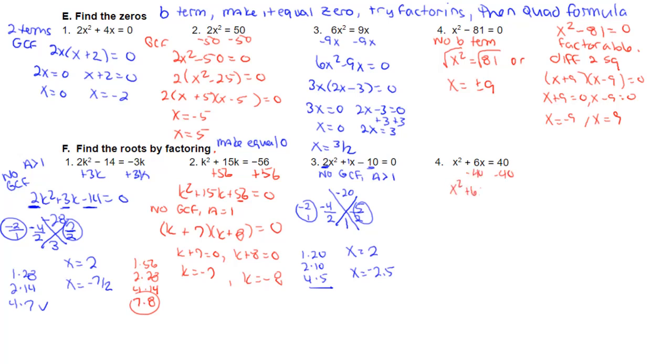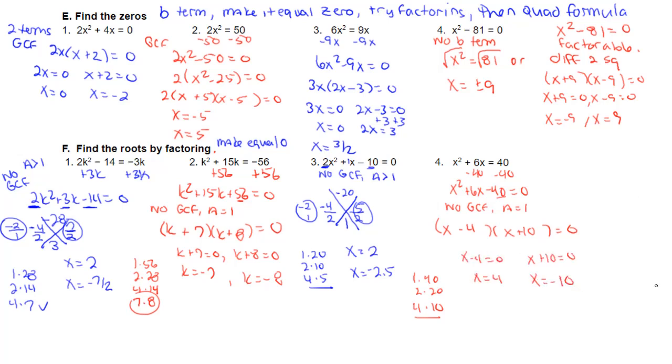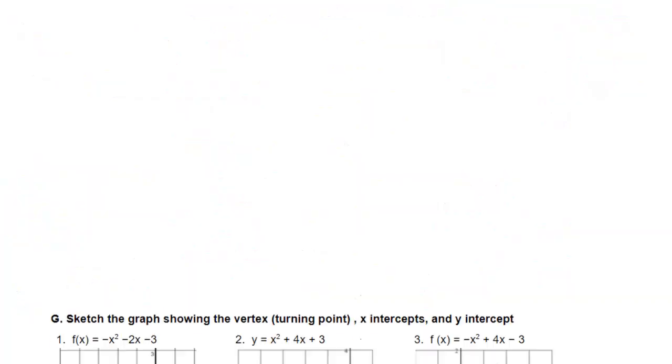Here we're going to make it equal to 0, and it's got no GCF, and a is equal to 1, so we go straight to the parentheses, and we find two numbers that multiply to get to 40 and subtract to get 6, which are 10 and 4. X is 4, and X is equal to negative 10. All right, let's check the next one.